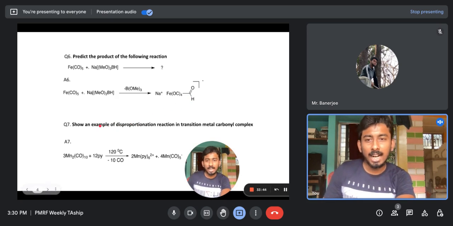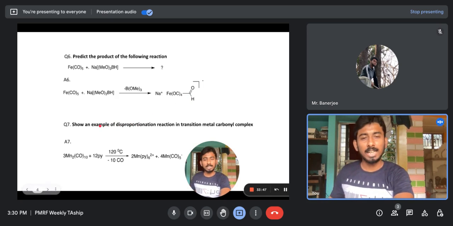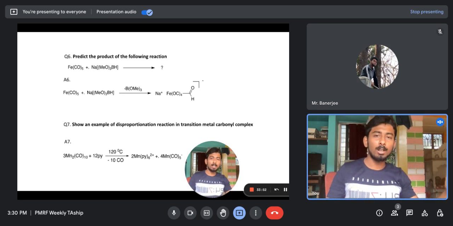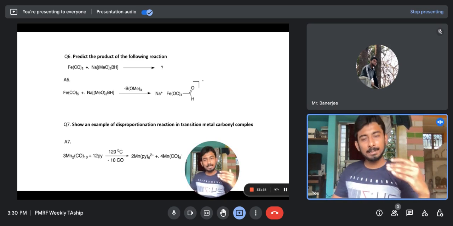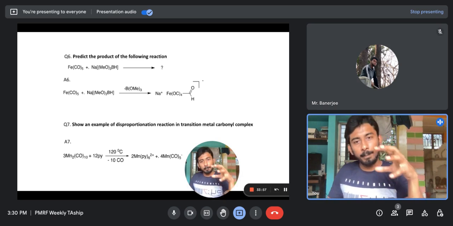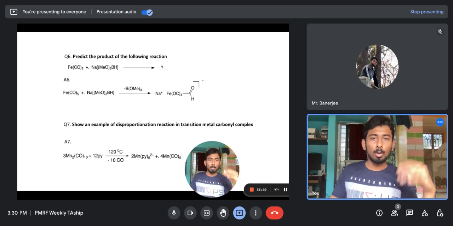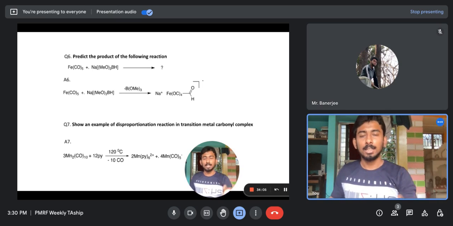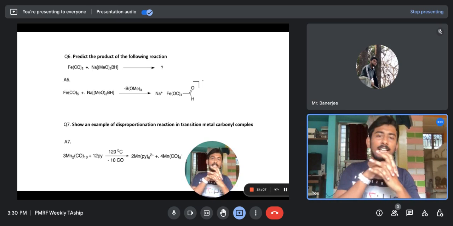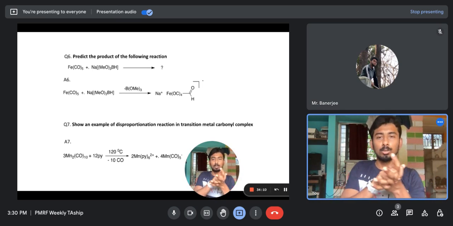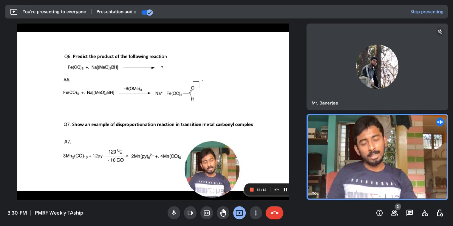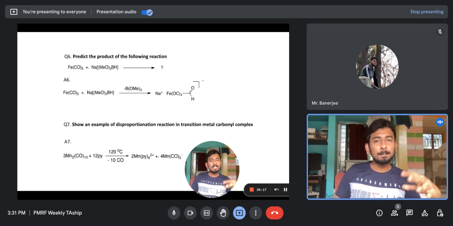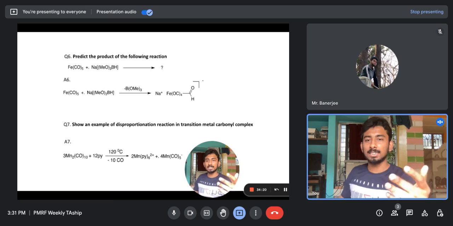The next question is about showing an example of a disproportionation reaction by a transition metal carbonyl complex. A disproportionation reaction is one where an atom present in an intermediate oxidation state is both oxidized and reduced to form two different species in the same reaction. So if a metal atom or any species is in the zero oxidation state, and such a reaction produces both -1 and +1 oxidation state species, then it is a disproportionation or dismutation reaction.